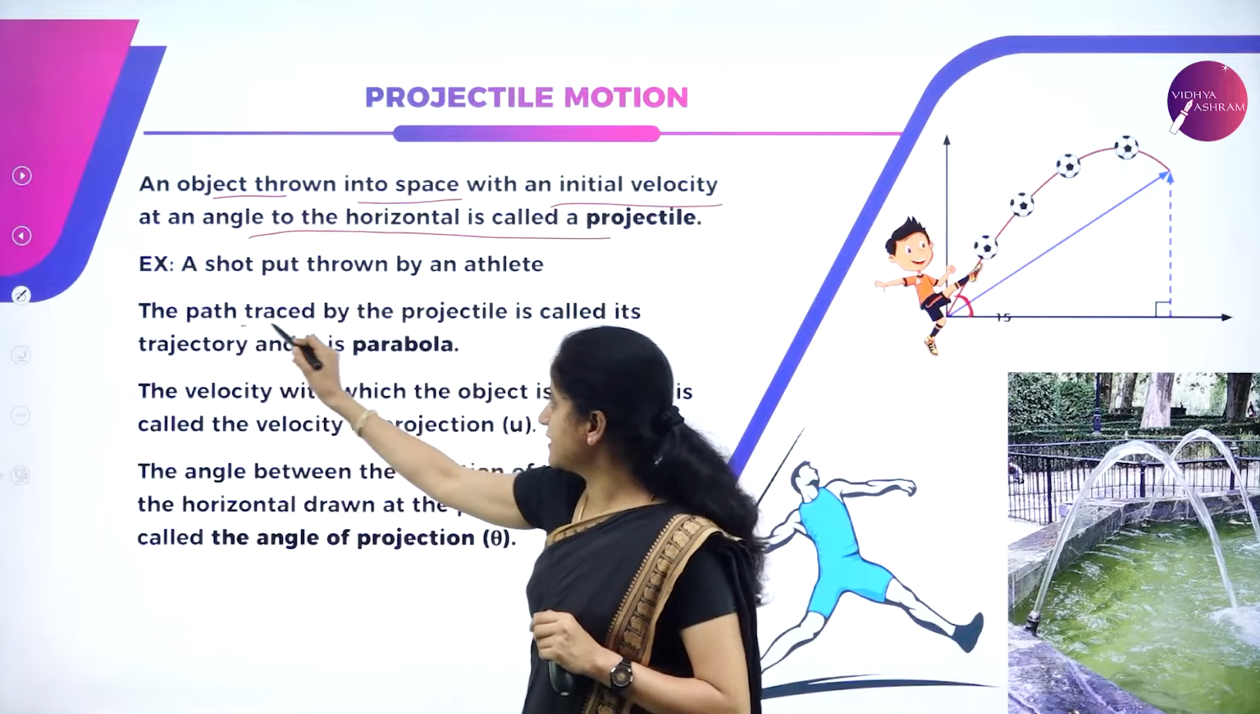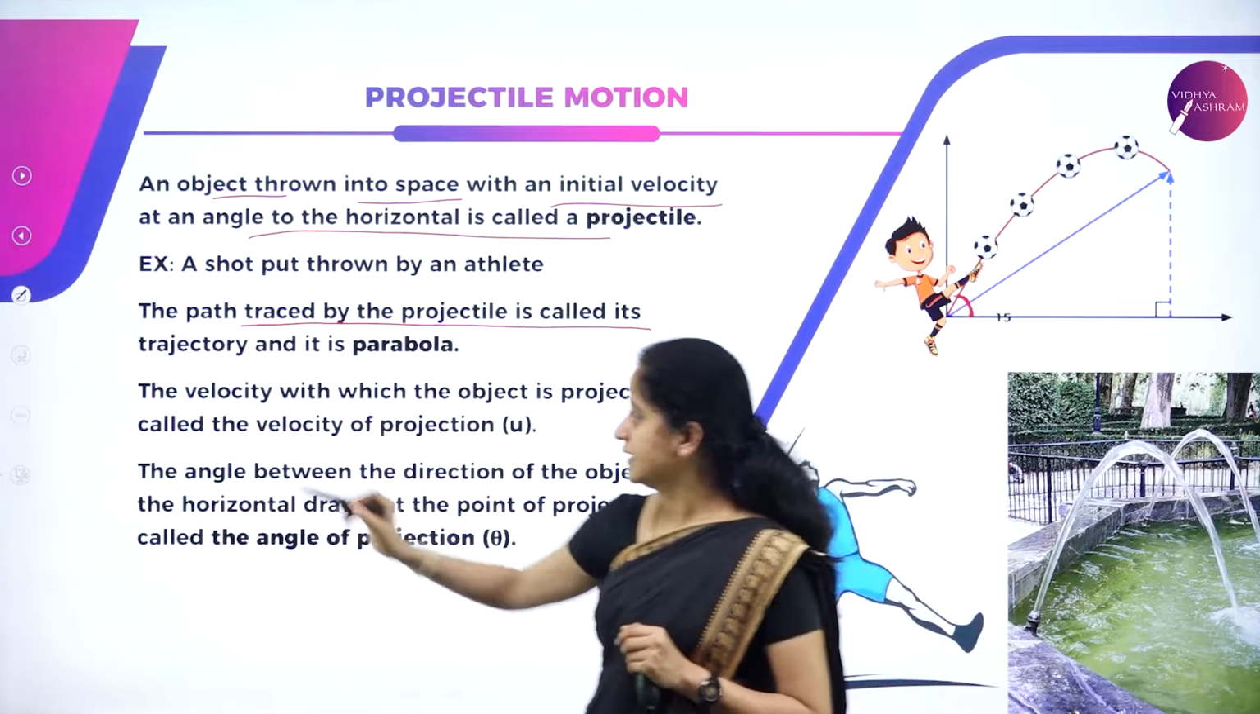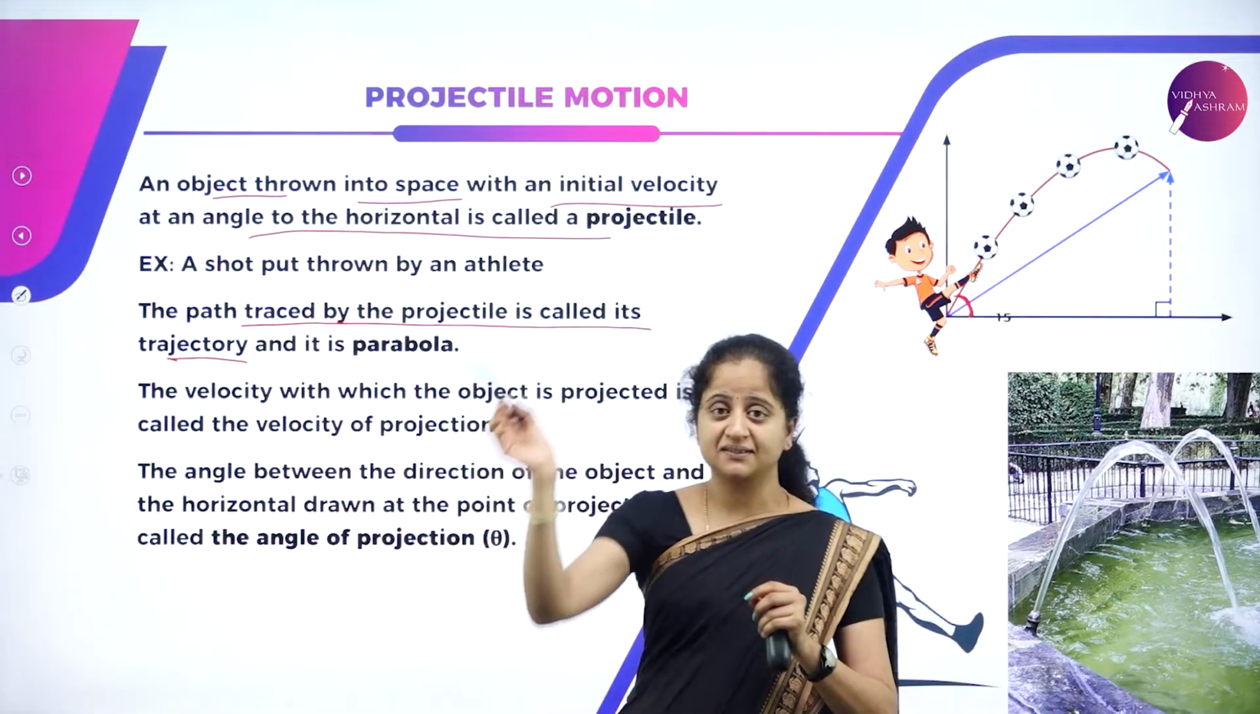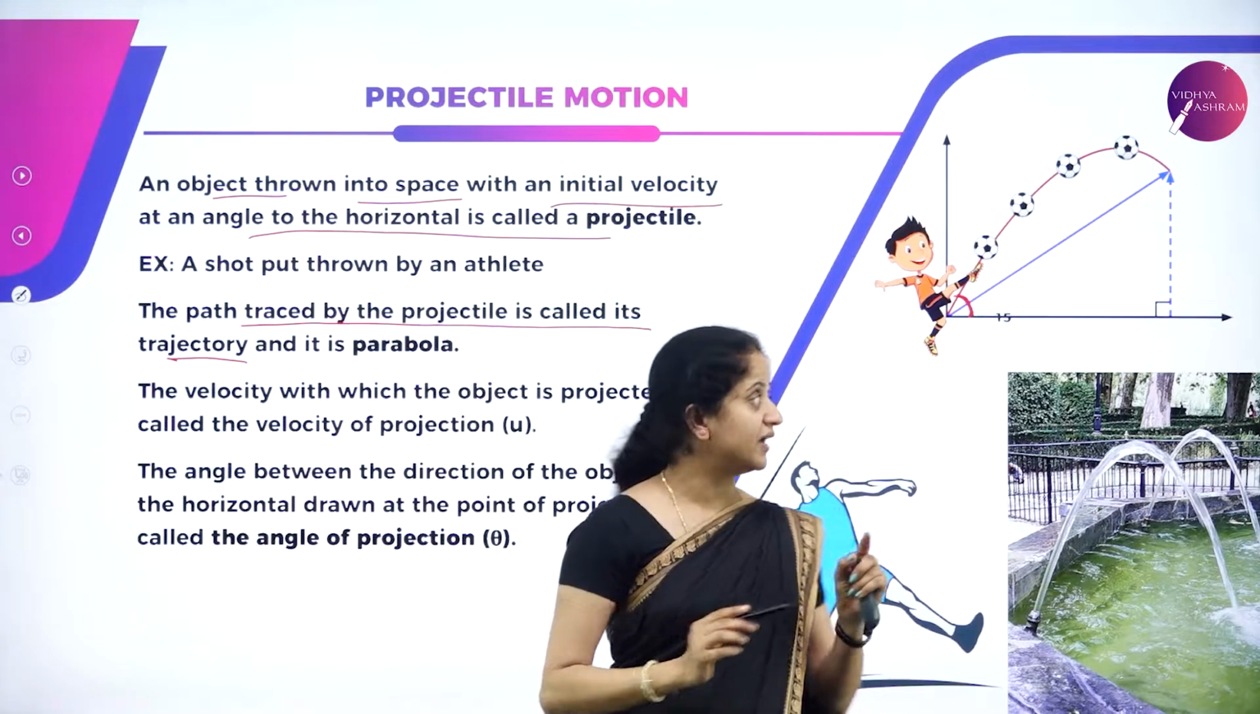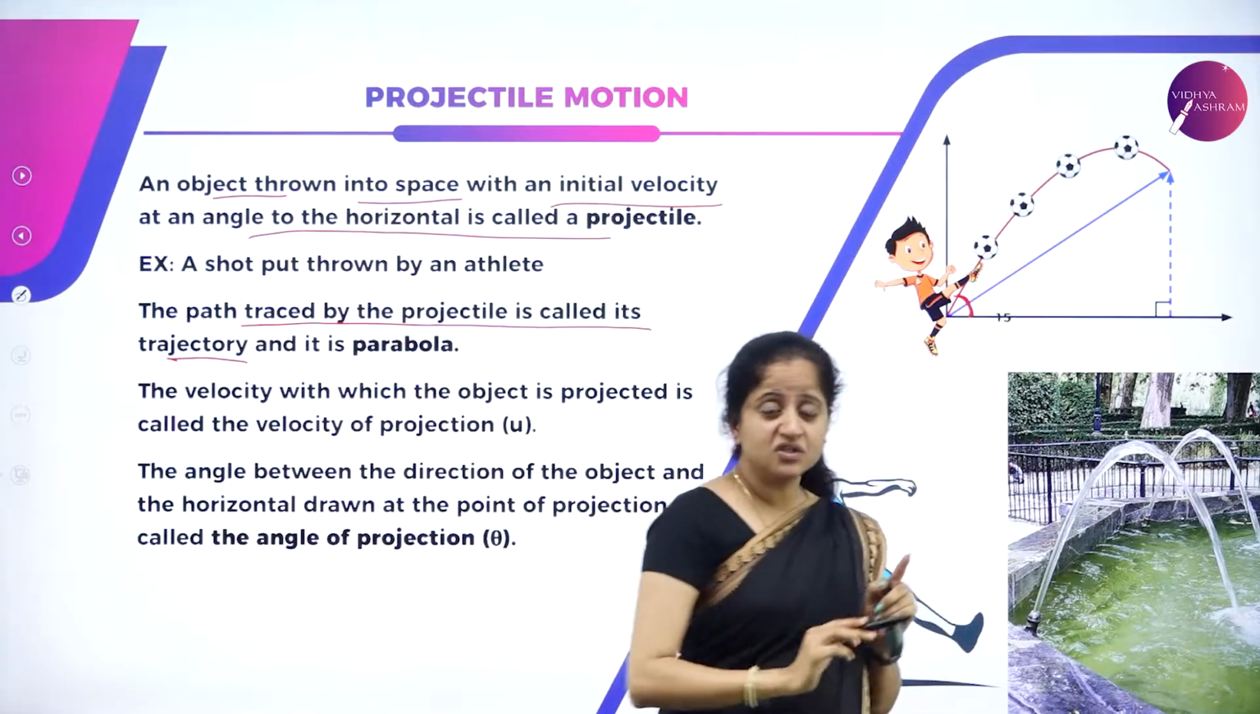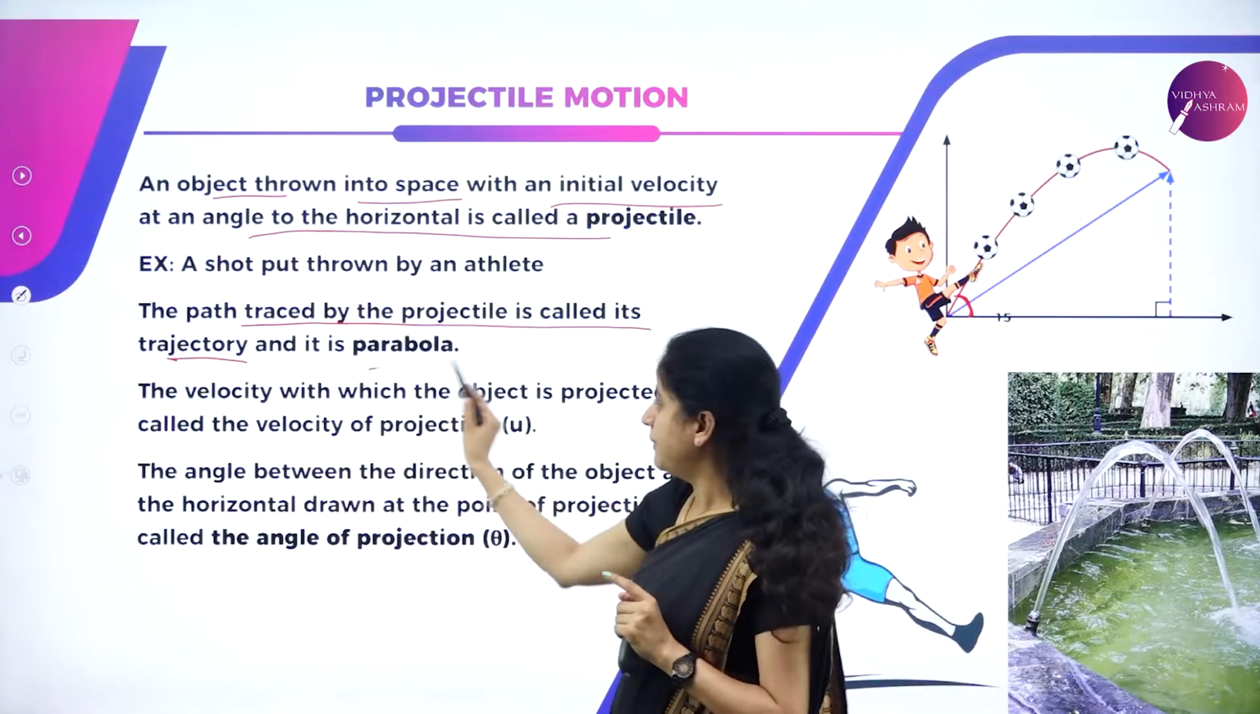The path traced by the projectile is called its trajectory. The path traced by the projectile is called the trajectory, and usually this trajectory is a parabola.